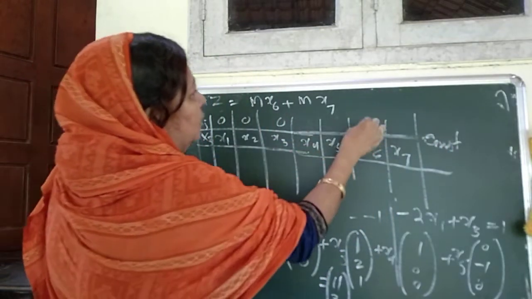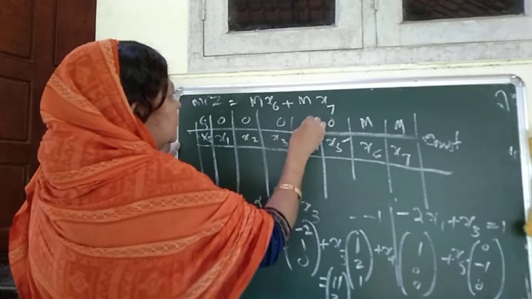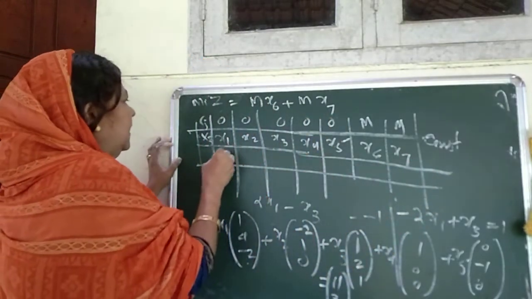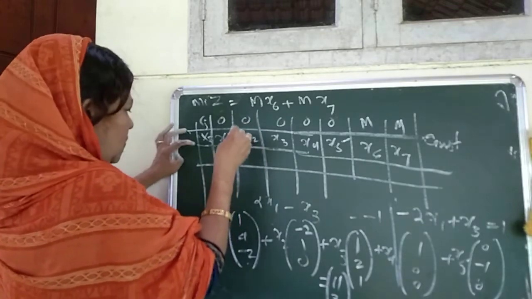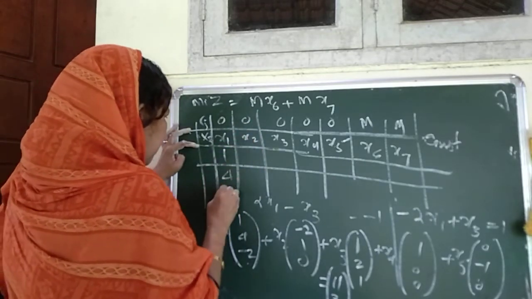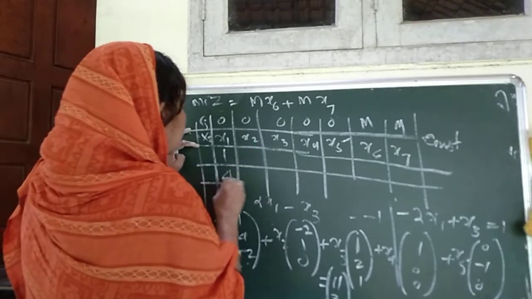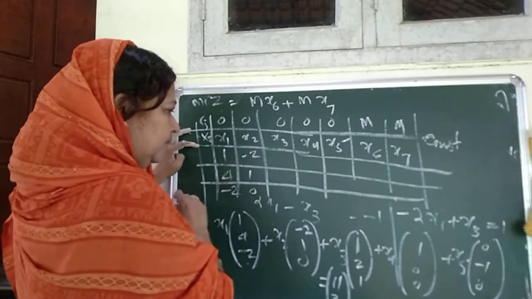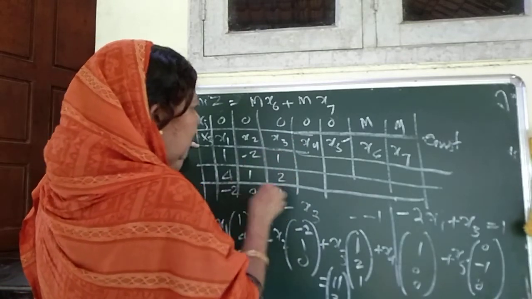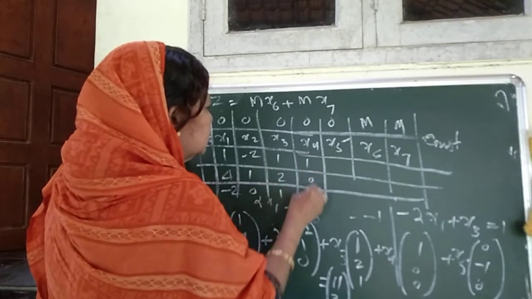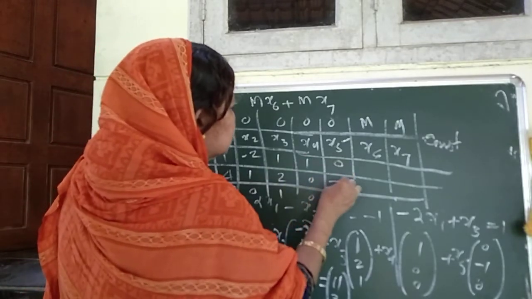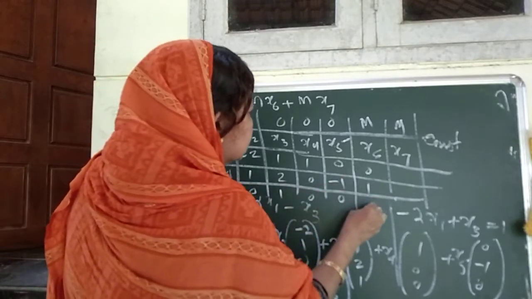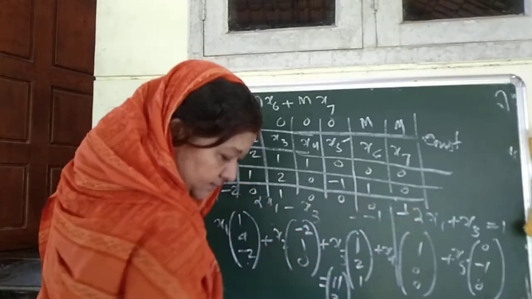Here for this only 0. Then you can complete the answer. That is, x1 it is 1, 4, minus 2, and x2 it is minus 2, 1, 0. x3 it is 1, 2, 1. x4 it is 1, 0, 0. x5 it is 0, minus 1, 0. Then x6 it is 0, 1, 0. x7, 0, 0, 1.